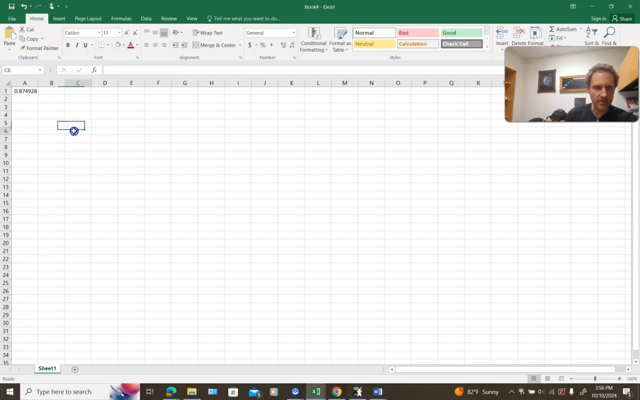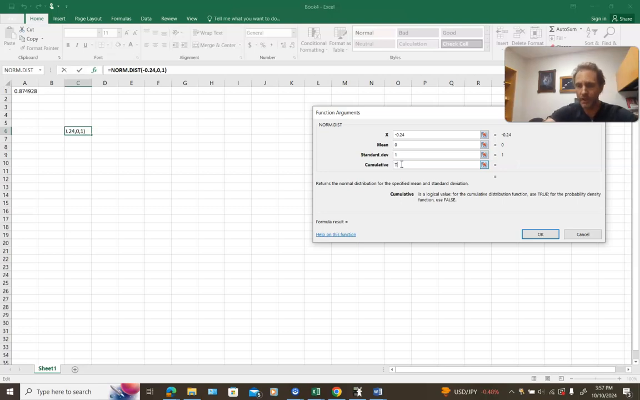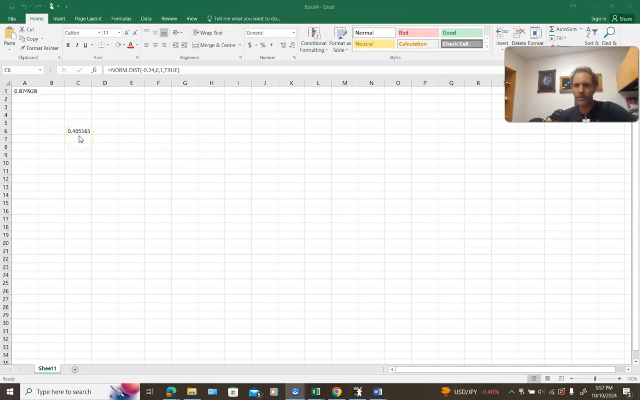I'll just select another cell. So click another cell. We can say equals. Select this norm.dist. Our new z-score is negative 0.24. The mean, of course, is 0. And the standard deviation is 1. And we want the cumulative area, so I'm going to type in true. I'm going to hit enter. And it gives it to us. So that's how much area is under that curve, from the left side, from negative infinity, all the way up to that specific value of z.